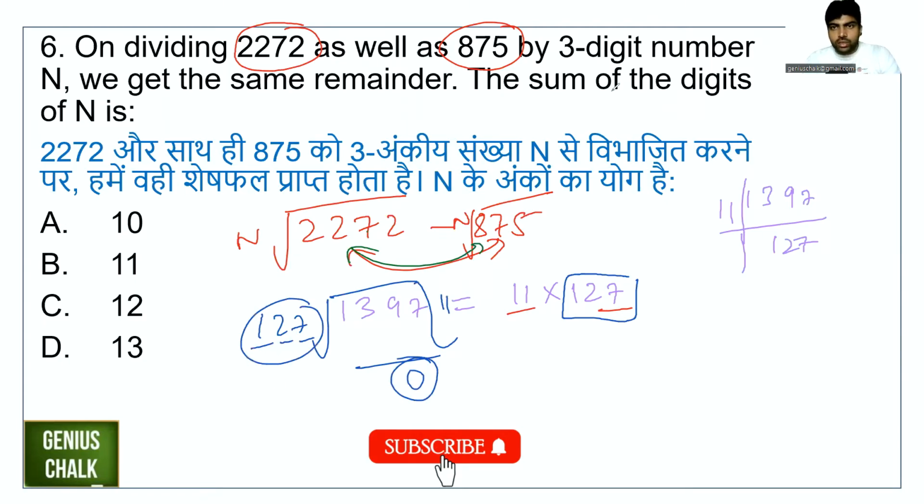It is asking you the sum of the digits. So what is the sum? 1 plus 2 plus 7, that is 10. So the answer of the question is 10. Right, so this is the way.